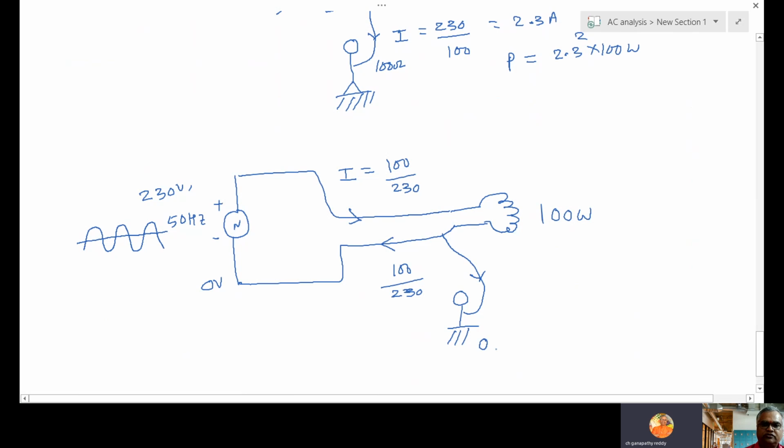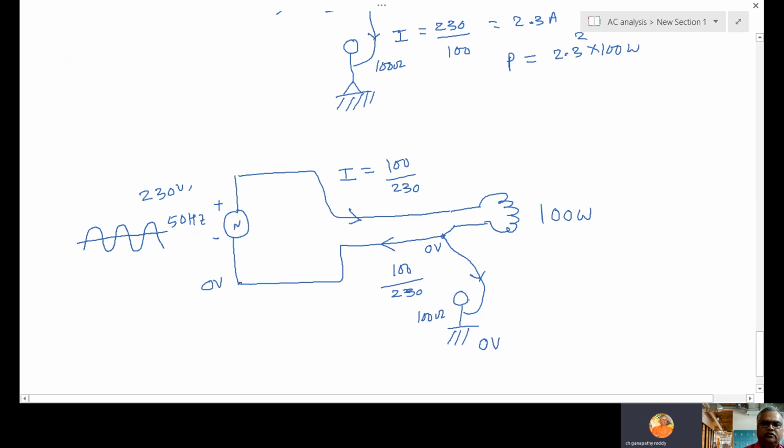Standing on the earth means 0 voltage. What is the voltage here again? 0. 0 minus 0 is 0. Current will not flow. So this current is flowing through this path only. This current will not take the path via the human body because the human body resistance is 100 ohms, isn't it? That is the reason.